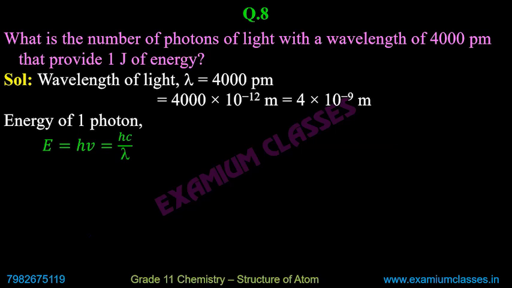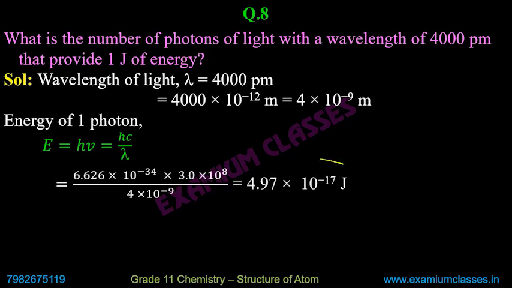Energy of 1 photon you calculated this much. This multiplied by n will be total energy. So n will be total energy divided by energy of one photon.